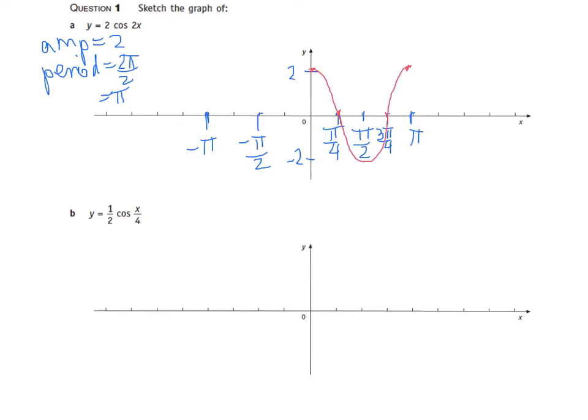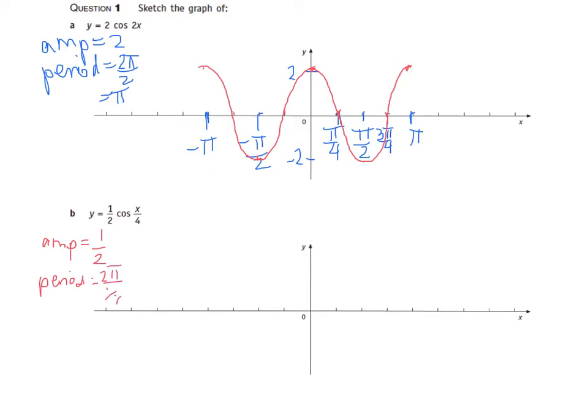So there's part of the graph, going back through 0, down to negative 2, 0, and finishing off. There is the graph y equals 2 cos 2x. Okay, our amplitude on this one here is going to be half. The period is going to be 2 pi on a quarter.